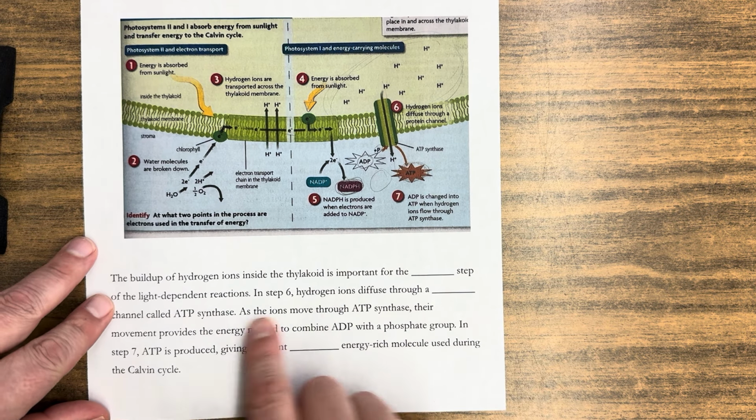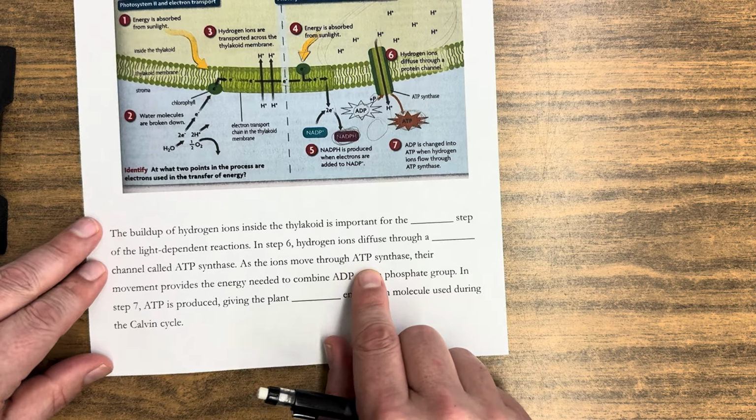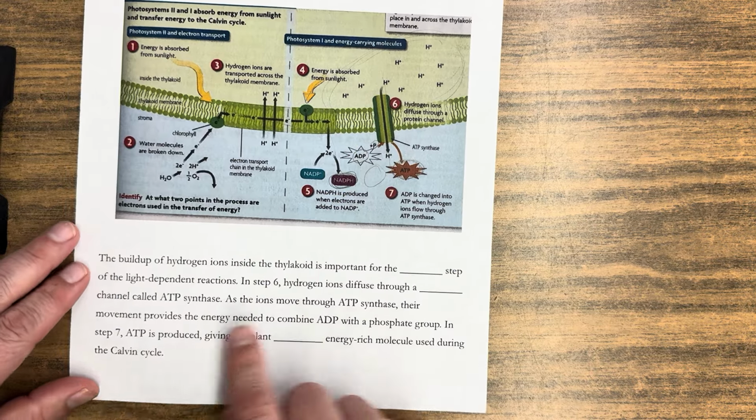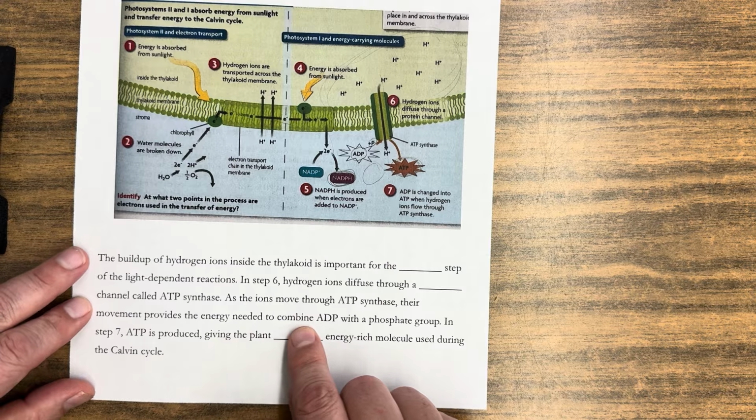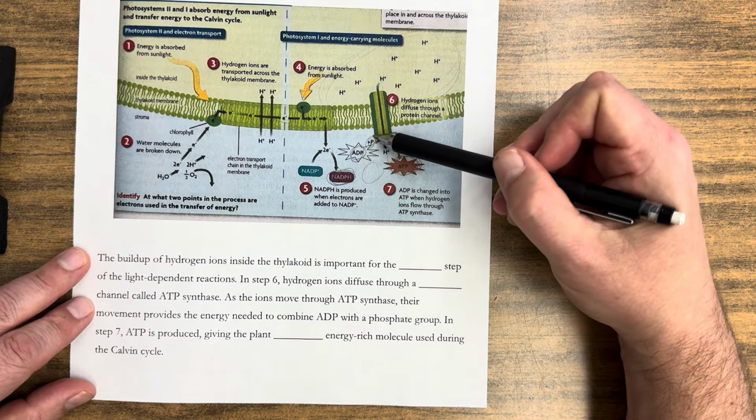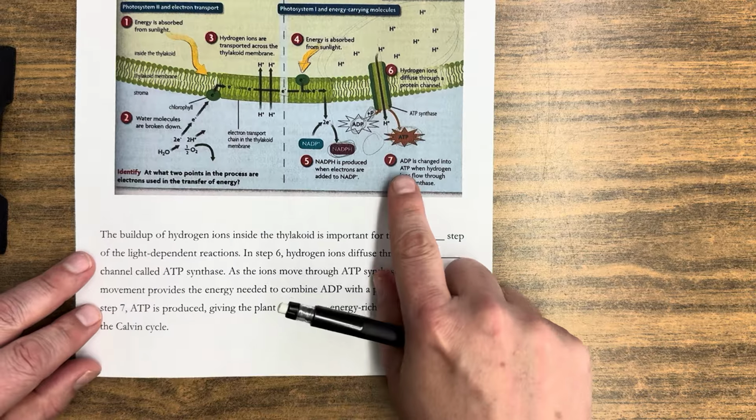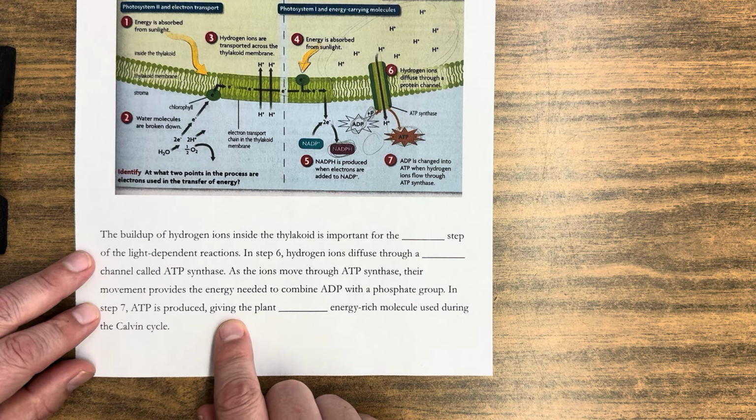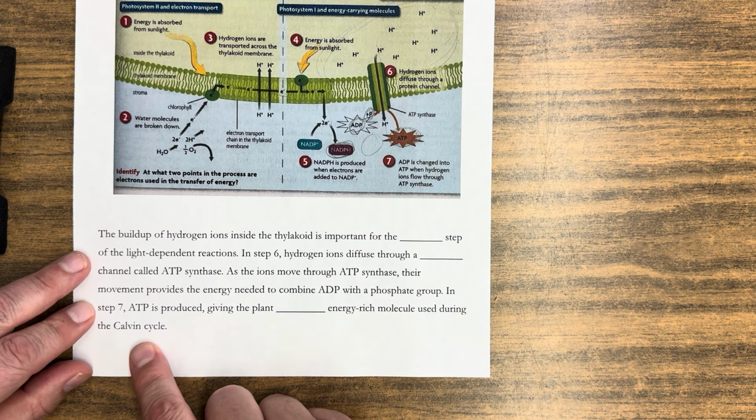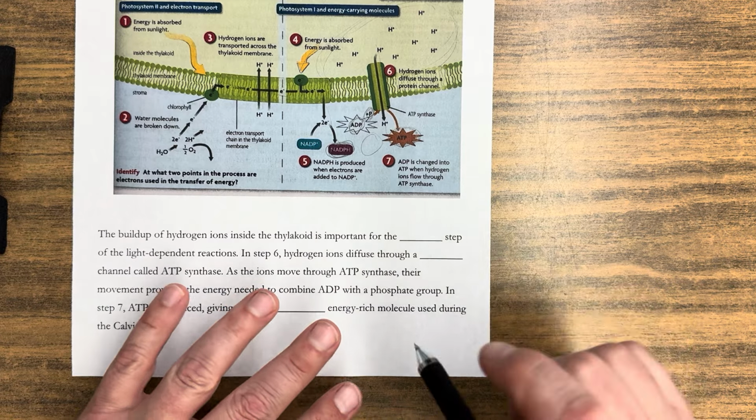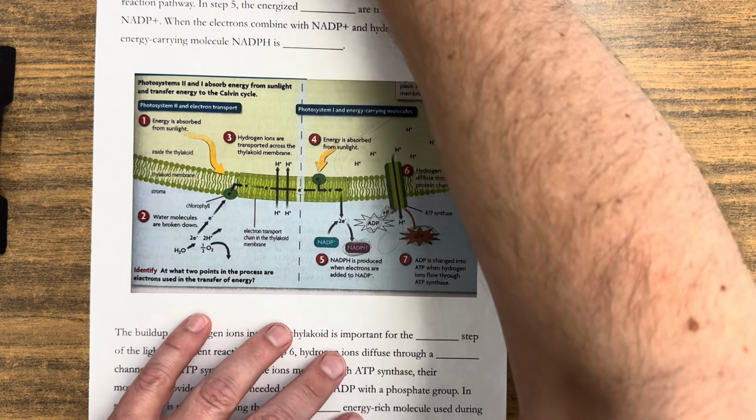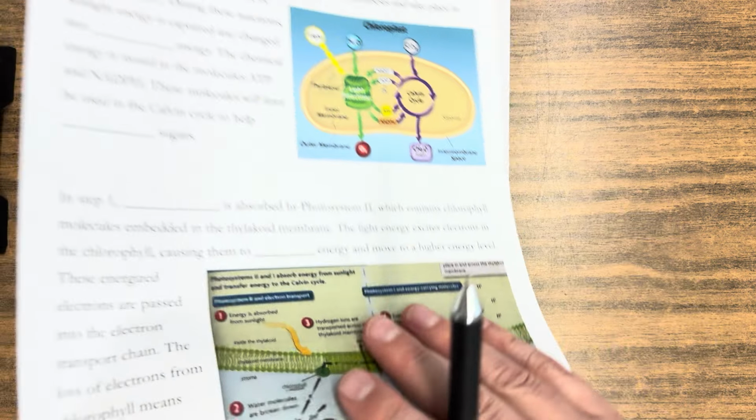All right, let's see. Protein channel, ATP synthase. As the ions move through ATP synthase, this thing here, their movement provides the energy needed to combine ADP and a phosphate group, these two things. In step 7, the final step, ATP is produced, giving the plant another energy-rich molecule used during the Calvin cycle. So ATP and NADPH are now going to go to the Calvin cycle, which we'll talk about later.